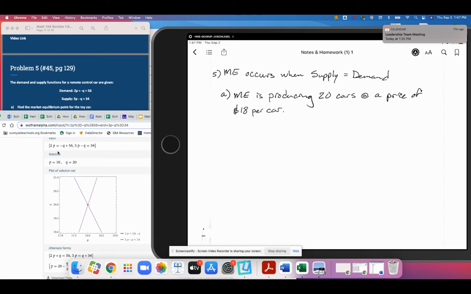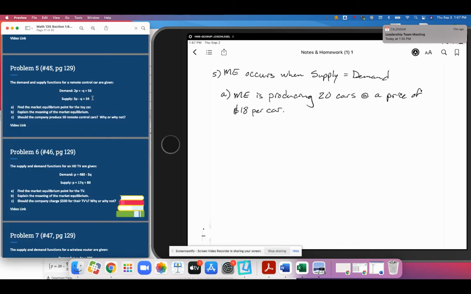And so for market equilibrium, we would only want to produce 20 cars and not any more, because if we did, we would have to drop the price to get people to be interested in them. And so the meaning of the market equilibrium is exactly what we just said for part A, actually. Market equilibrium is producing 20 cars at a price of $18 per car.